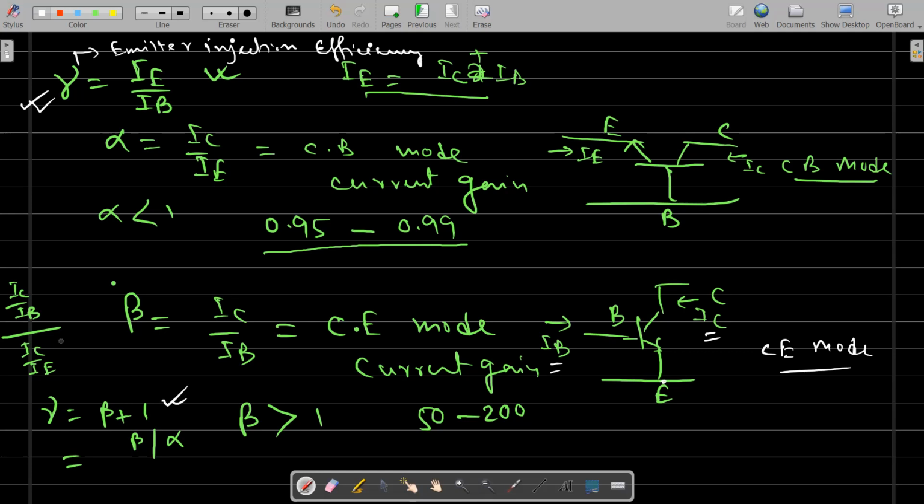And you can also represent it in this form: beta by alpha, because beta equals IC by IB, alpha equals IC by IE. So this term and this term will be cancelled. So it will be IE by IB. So that is nothing but gamma. So those are the different current gains for BJT, alpha, beta, and gamma, and their relation.